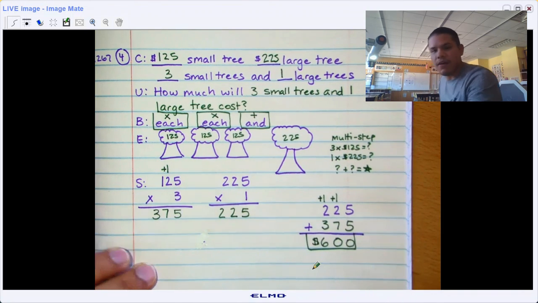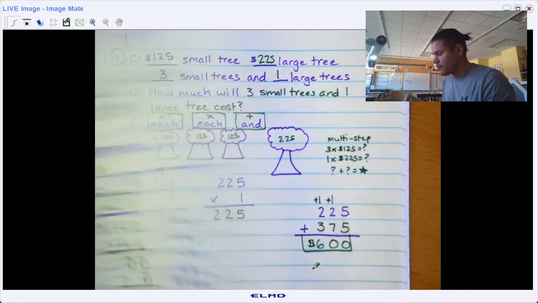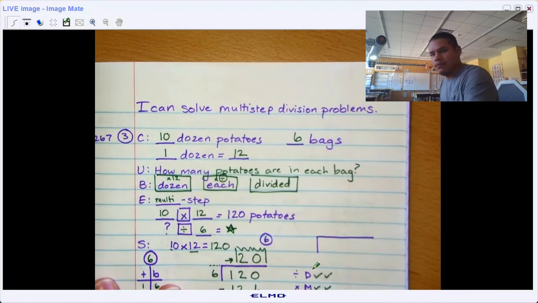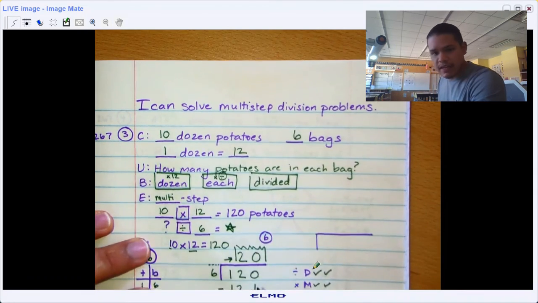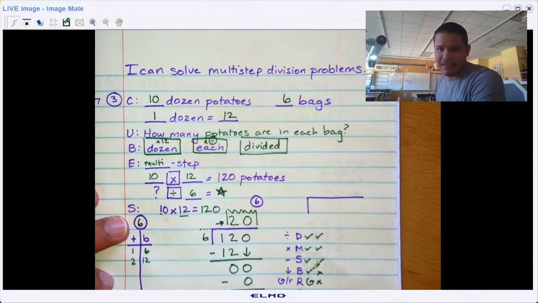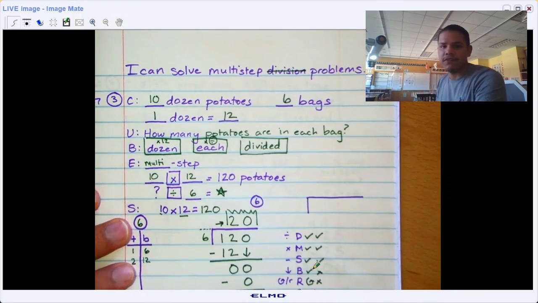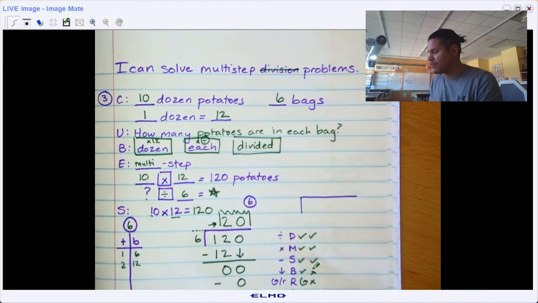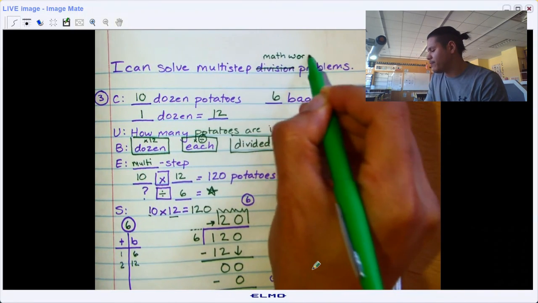All right. Now, remember, our I can statement today is I can solve multi-step division problems, but there will be some problems in today's practice where you'll divide, and there will be some problems where you might not divide, okay? So really, I think a better I can statement is I can solve multi-step problems, okay? Multi-step math word problems.